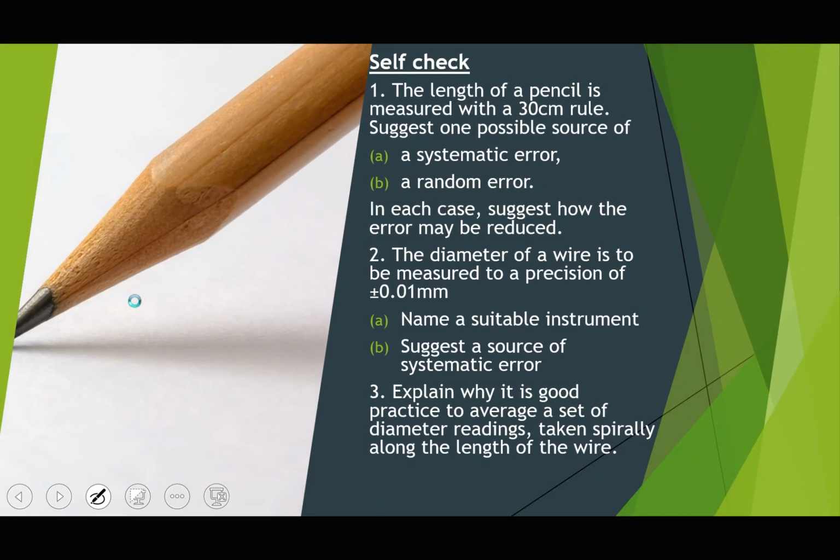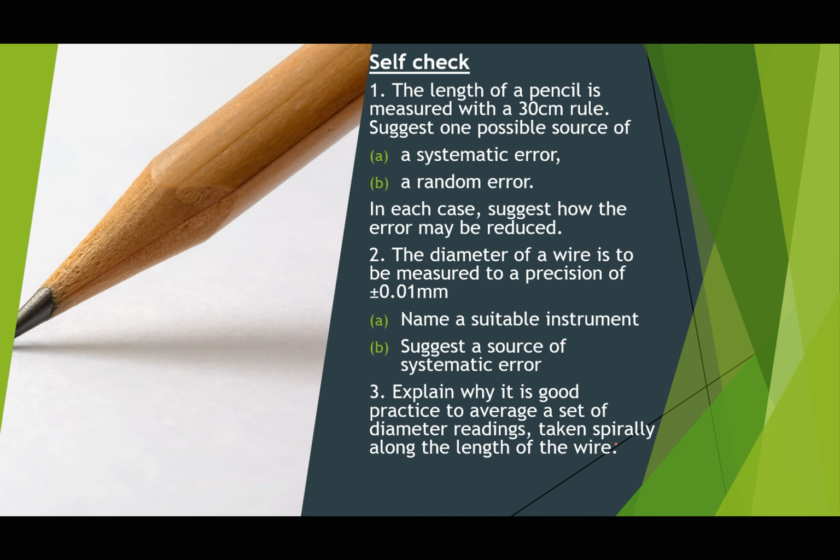Self-check. It's now your turn to attempt this self-check. The length of a pencil is measured with a 30 centimeter ruler. Suggest one possible source of a systematic error, a random error. In each case, suggest how the error may be reduced. The diameter of a wire is to be measured to a precision of 0.01 millimeters. What is the suitable instrument? Suggest a source of systematic error. Explain why it is a good practice to average a set of diameter readings taken spirally along the length of the wire. I think you should be able to attempt that self-check.